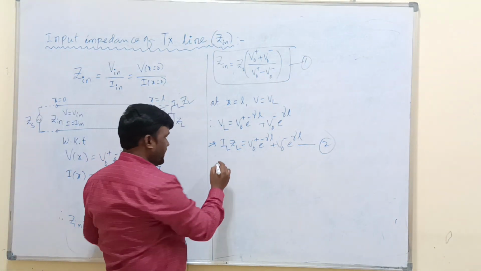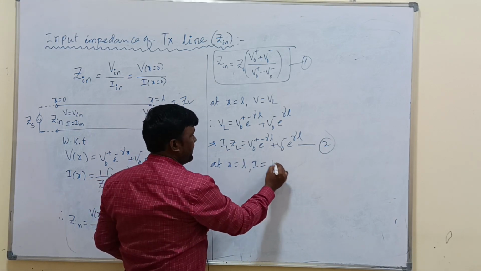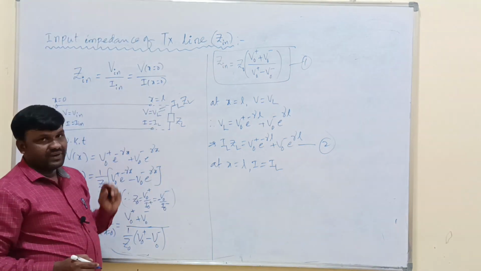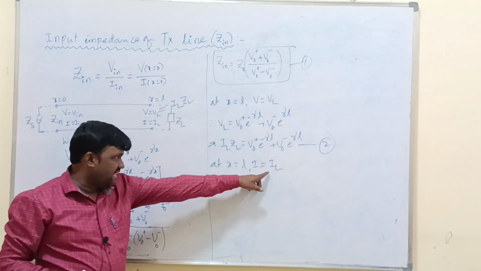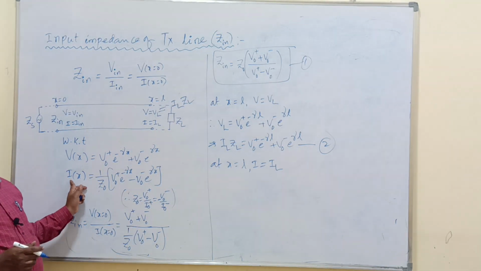Similarly, at x equal to L, I equal to what? IL. At x equal to L, I equal to IL. That means in order to get IL, I have to substitute the x value as L in the expression of I of x.